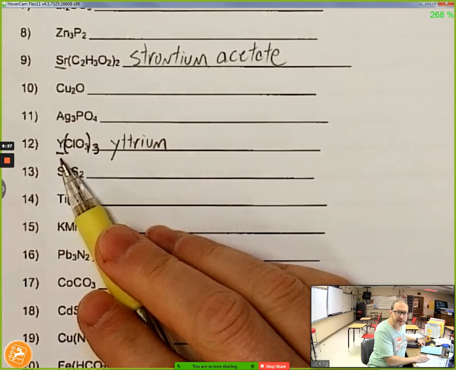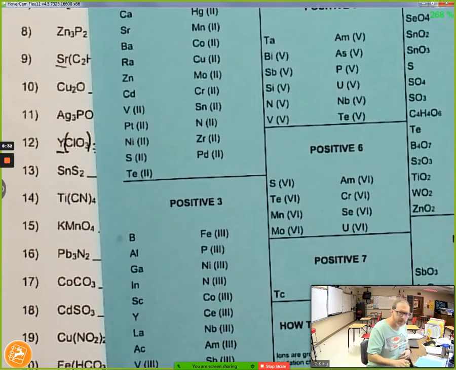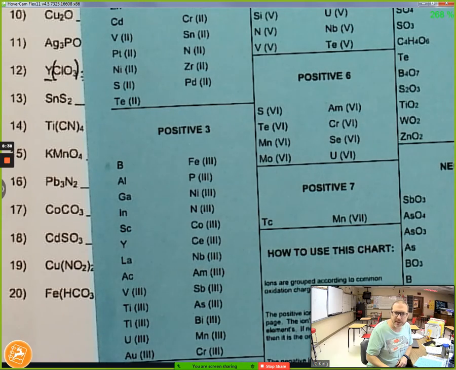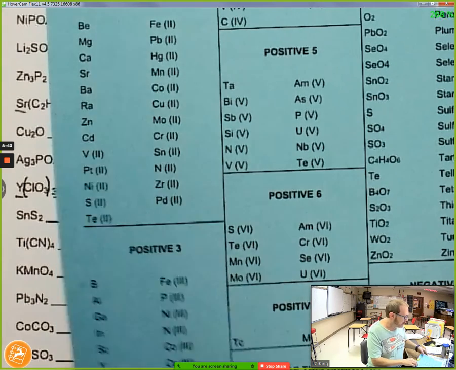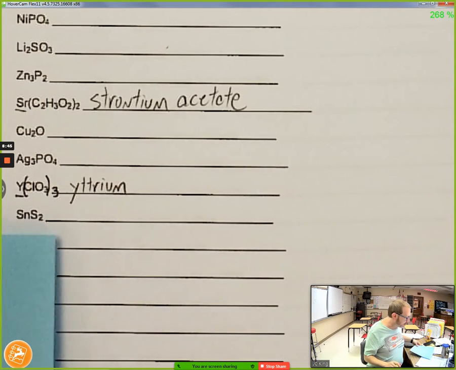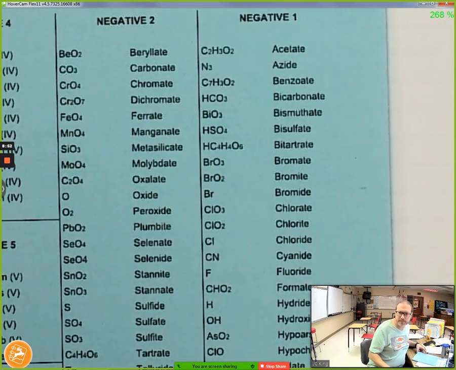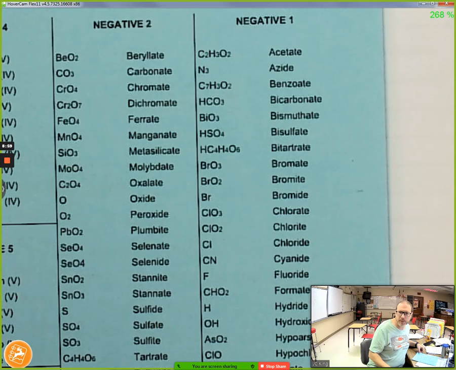But first, let me check and see if yttrium is one of those that has more than one oxidation. Okay, I'm only seeing yttrium showing up in +3. So again, I don't have to worry about putting a Roman numeral in there. So it's just going to be yttrium. Now let me go find what ClO3 is. Looking on my negative side, ClO3, oh, there it is. It's chlorate. It says it has a charge of -1.